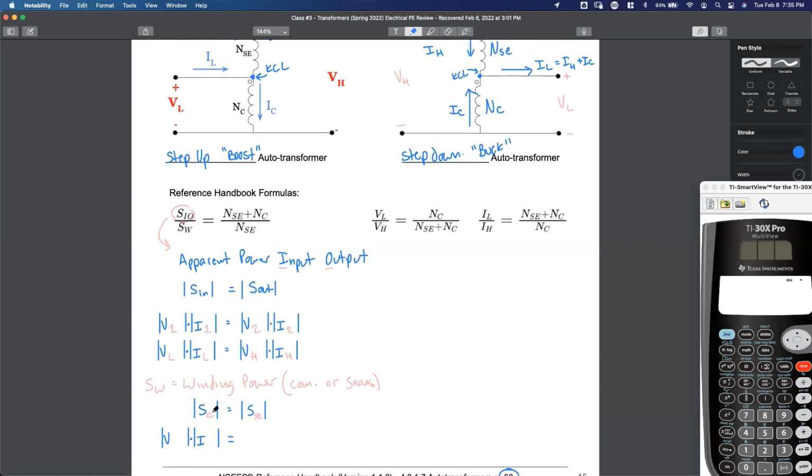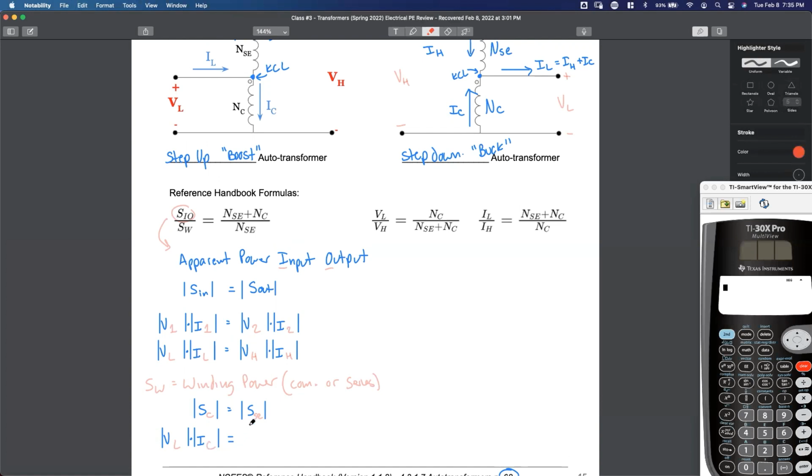All right, if I want to calculate the apparent power in the common winding for this step-up autotransformer, that means I need the voltage across the common winding and the current through the common winding. What's the voltage across the common winding from here to here? It's going to be V what? VL. Good job, Nikki. You were first. All right. What's the current through the common winding? I common. You got it.